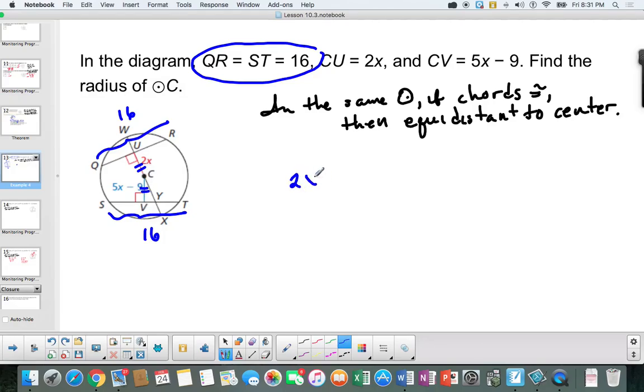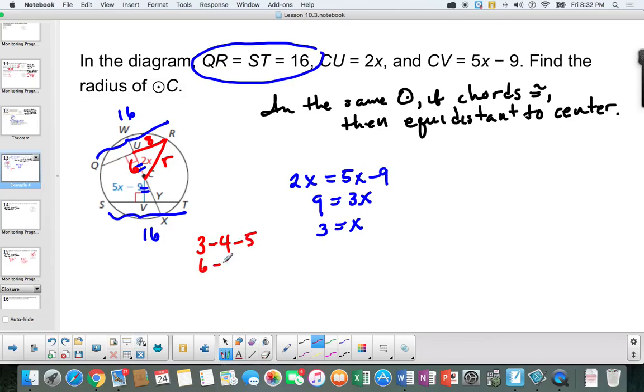So I'm going to write 2x is equal to 5x minus 9. So this is 3x is equal to 9, and therefore x is equal to 3. Now it wants me to find the radius. Okay, so I know this length is going to be 2x, so that means this is going to be a 6. This distance is going to be half, which is 8, and they want me to find the radius. So I could either use the Pythagorean theorem, but this looks to me like a 3, 4, 5 triangle. And I have the 6 and I have the 8, so I know my radius has to be 10, and that's what I was looking for.